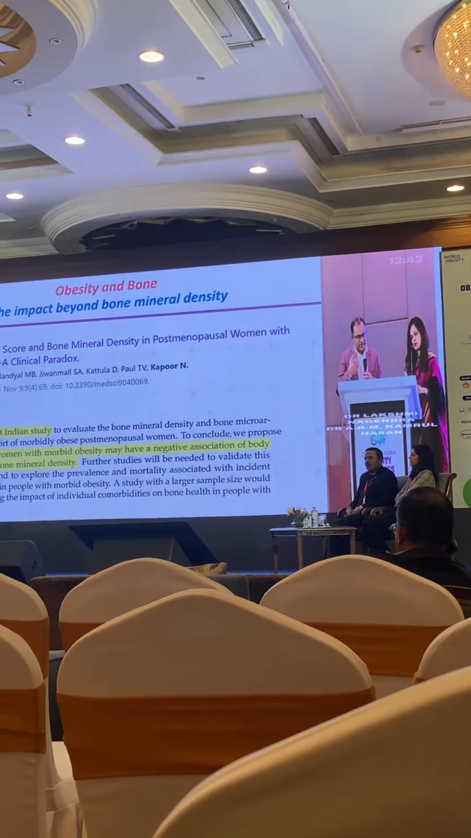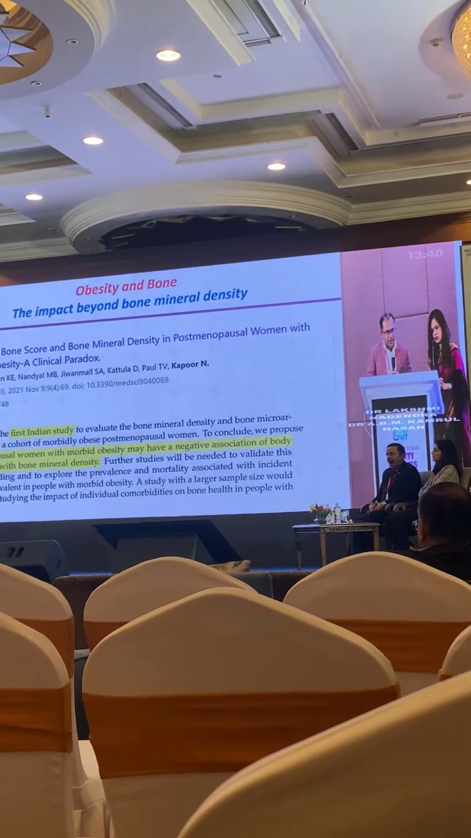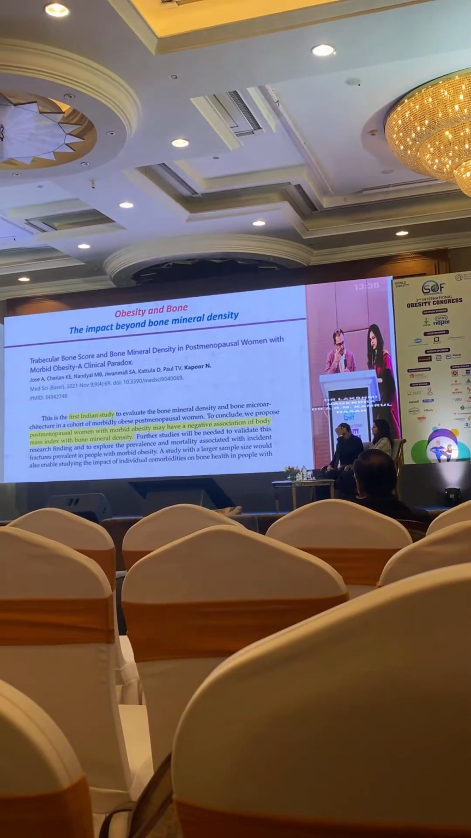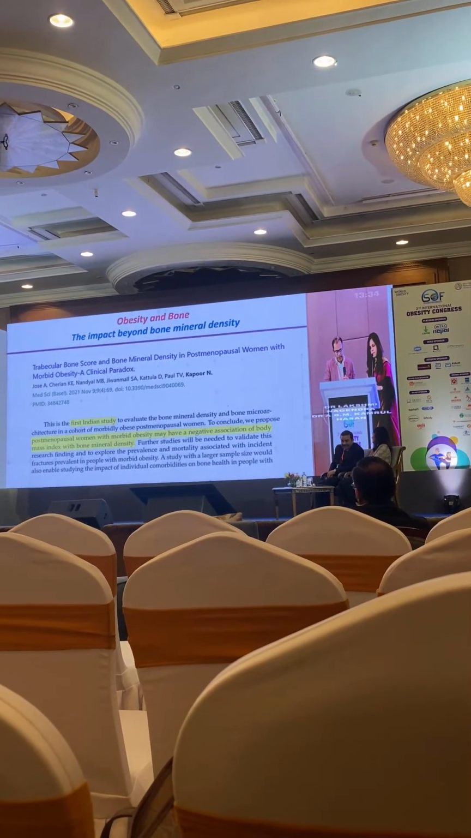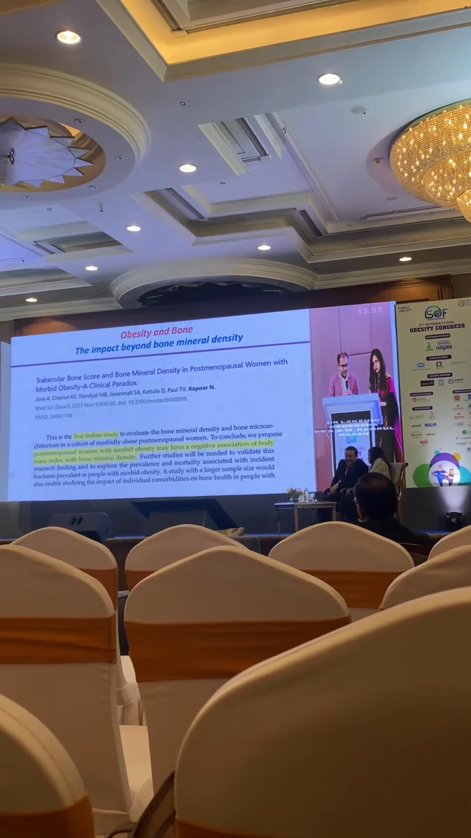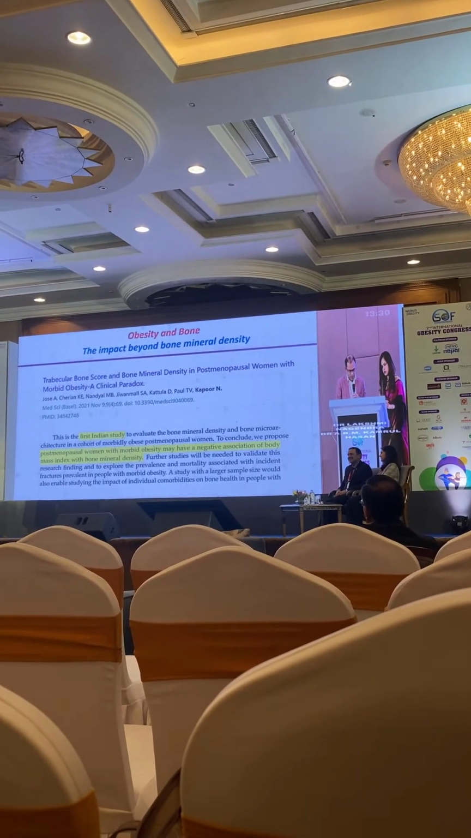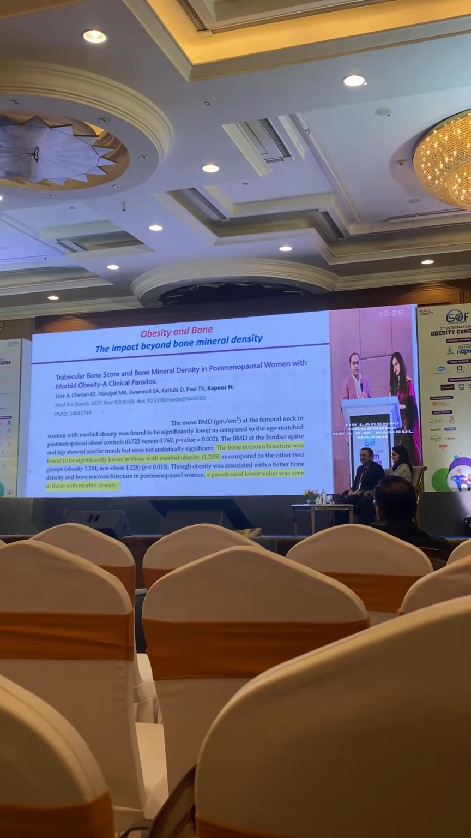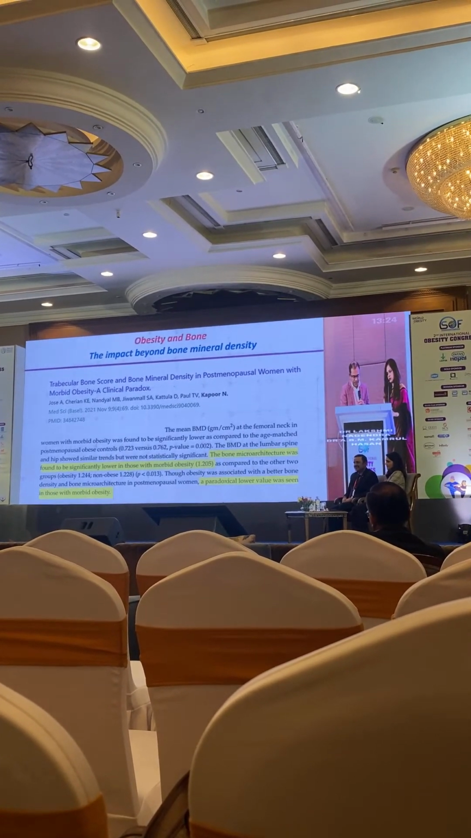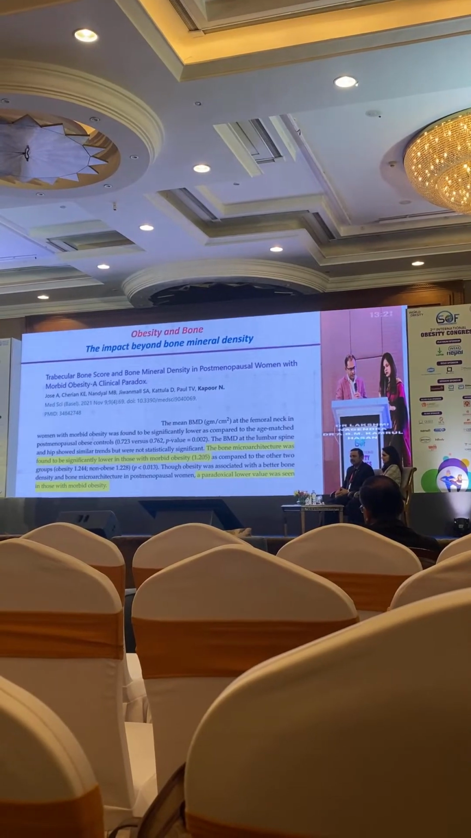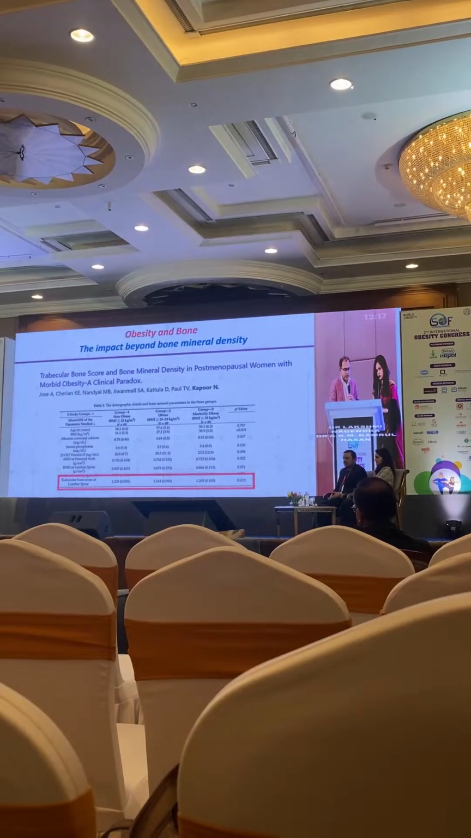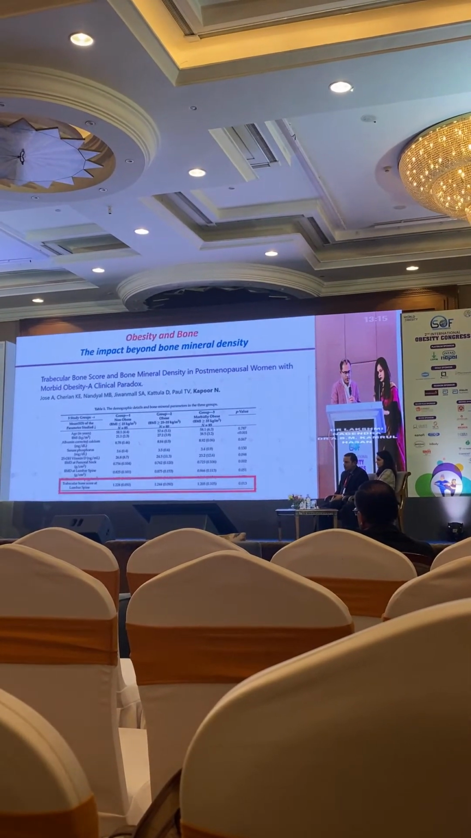So there is another thing, that bone quality is also important, and this is the trabecular bone score, and this is the first Indian study. So this has shown that morbid obesity may have a negative association with bone mineral density. I have already told that. And another thing is that the bone microtexture is found to be significantly lower in those with morbid obesity. So a paradoxical value is seen with morbid obesity, as Dr. Rashmi has already told. So this is the trabecular bone score at the lumbar spine.